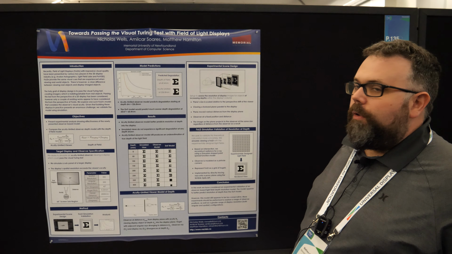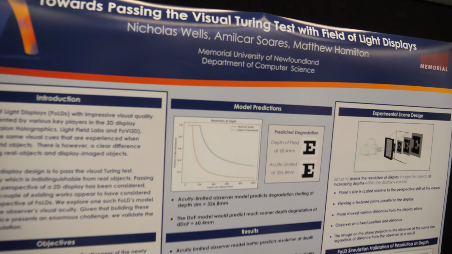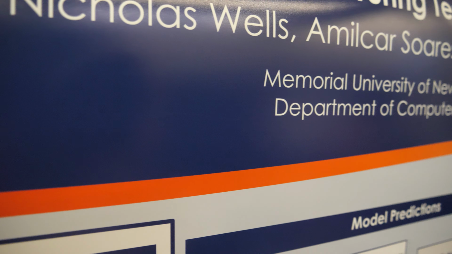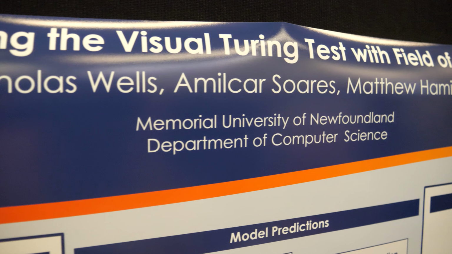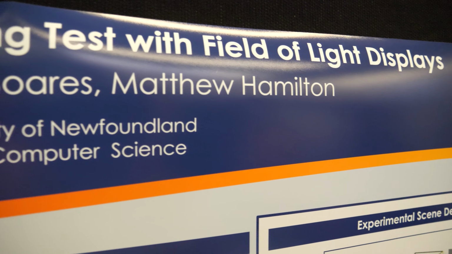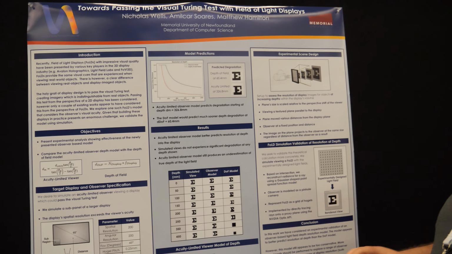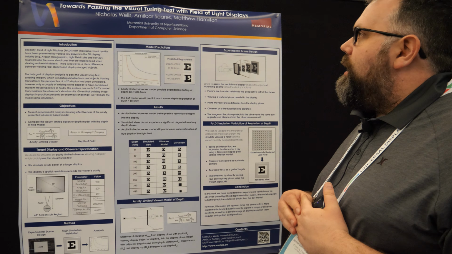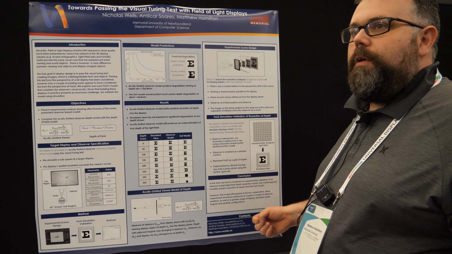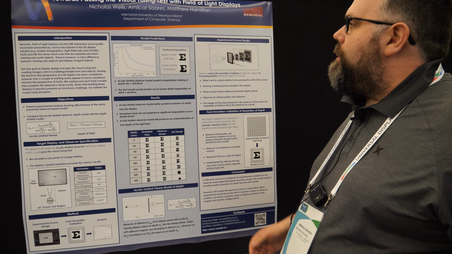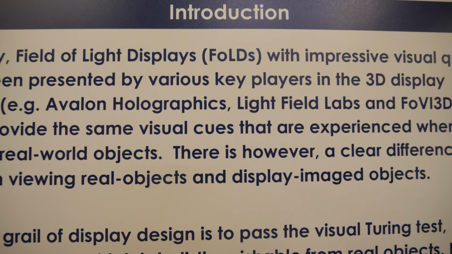So in this poster, we're looking at essentially how a light field display can pass the visual Turing test. The visual Turing test is essentially: can we produce imagery which is indistinguishable from real live objects? We understand there's some work that's been done, and the perception limits of a 2D display are well understood, but a 3D display adds an element of depth.